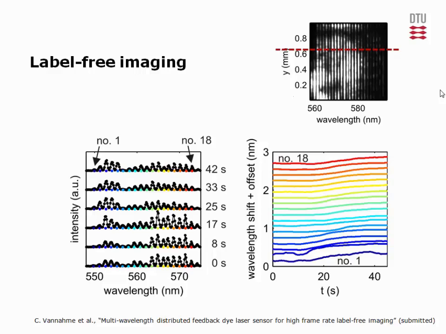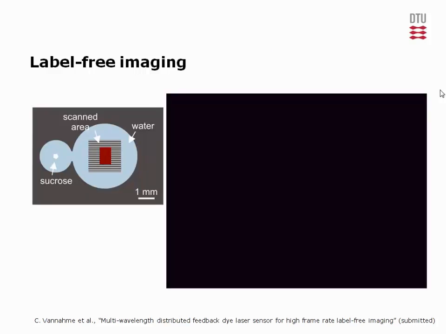And then, of course, this is not just done for one line, but we do it for the whole picture, and then we can actually make a video. So we add some sucrose here, and then after we add it, you can see that from left to right, the refractive index is increasing, and we can actually monitor how this concentration change is happening with a frame rate of 12 Hertz in this case, and no moving parts at all in the setup.